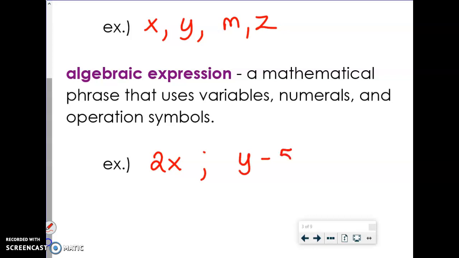We could also have y minus 5. That's another expression. Here, my operation symbol is a minus sign. I've got a variable and a number. And that's going to be an algebraic expression. Any sort of combination of those things: variables, numbers, and operation signs.